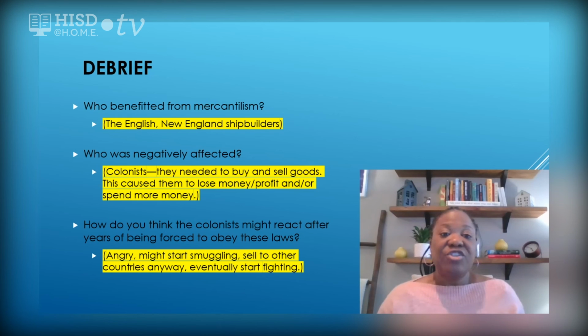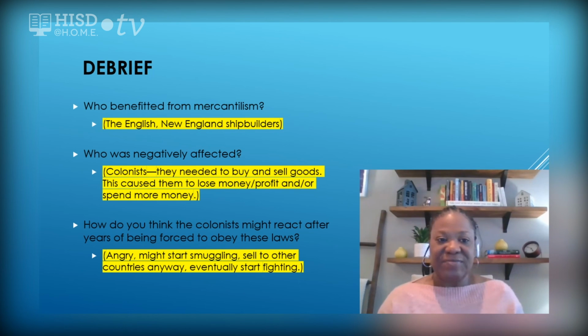And New England shipbuilders. That might be surprising, but if you think about it, we needed those ships if you were in the colonies and you could only trade between the two places. If you were a shipbuilder, that was a necessity. You needed to have ships in order to take goods from one place to another. So if you were a New England shipbuilder, you probably benefited very well from mercantilism.